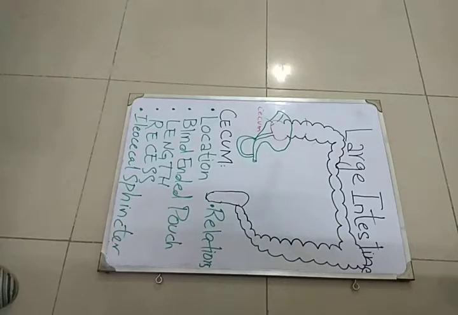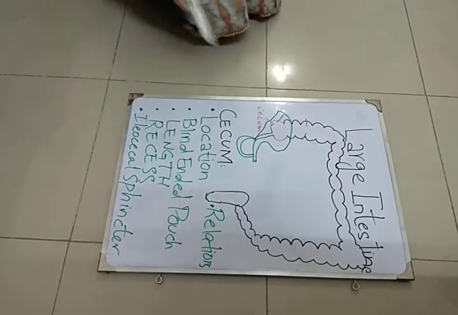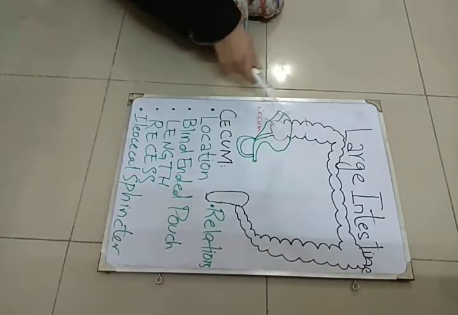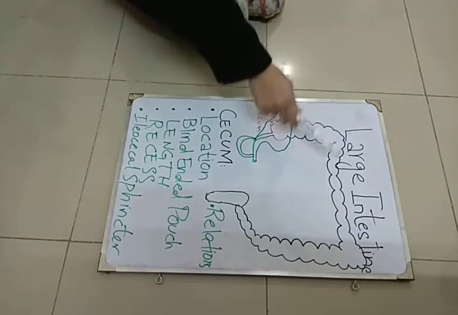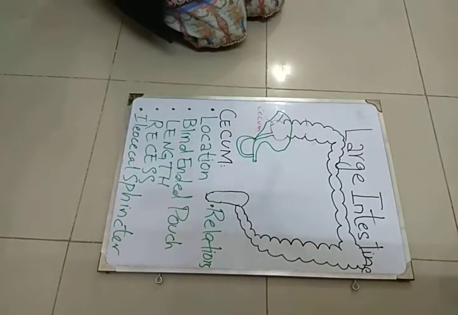Today we will be discussing the large intestine and the cecum. The large intestine is divided into cecum. Here in this diagram, this is the cecum. So the large intestine is divided into cecum, ascending colon, transverse colon, descending colon and sigmoid colon.